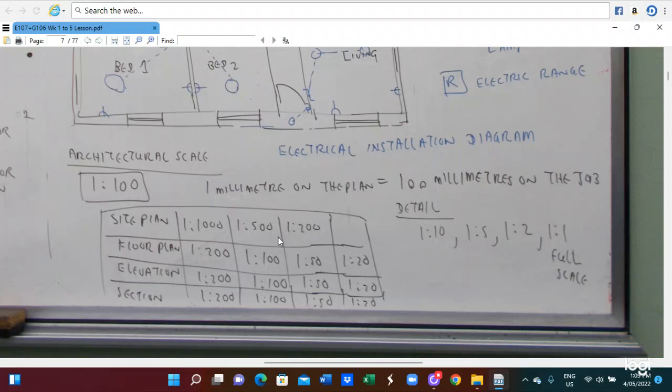So in this case, we have to utilize the appropriate architectural scale. 1 to 100 is the architectural scale. This is 1 millimeter on the plan, so this is 100 millimeters on the job.